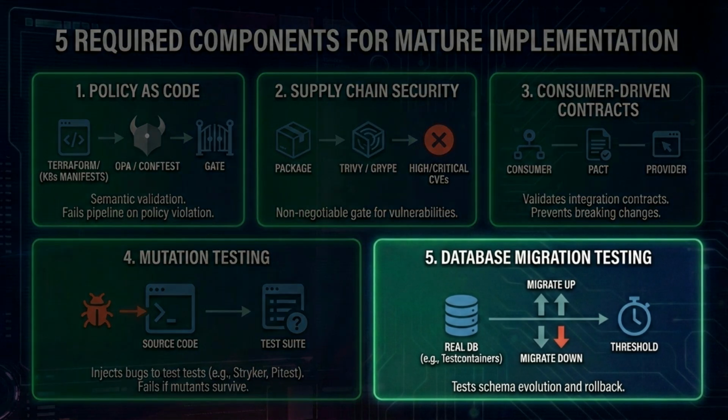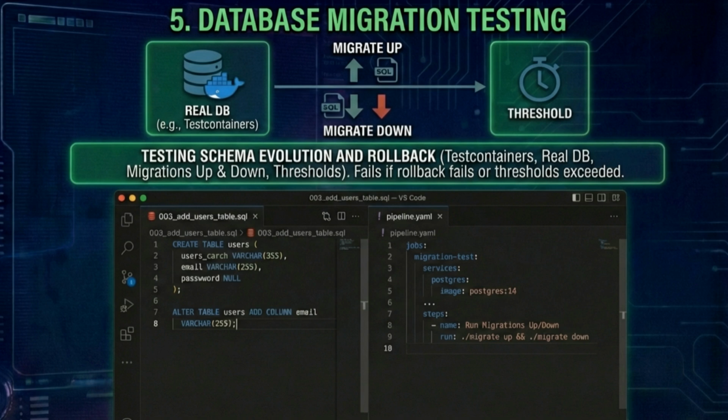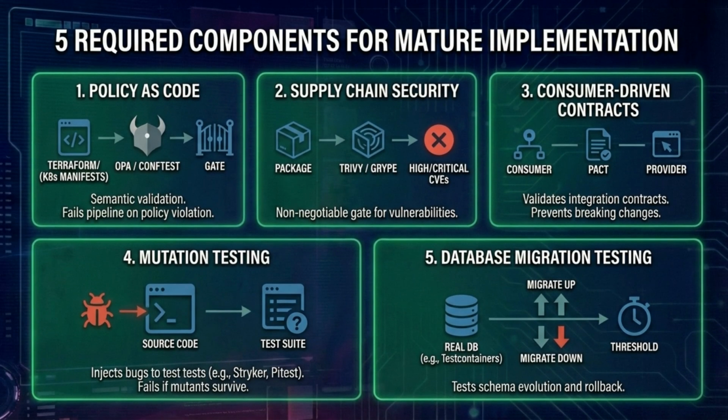Fifth, database migration testing. Reviewing SQL scripts with your eyes is not testing, and running migrations against an in-memory database is cheating. In a mature pipeline, you use Testcontainers. Your PR spins up a real Dockerized instance of Postgres or MySQL that matches production. The pipeline executes the migration up, inserts data, and then executes the migration down. If the rollback fails, or if the migration locks a table for more than a specific threshold, the build fails. We are testing the schema evolution, not just the application code, because a bad migration kills production faster than a bad bug.